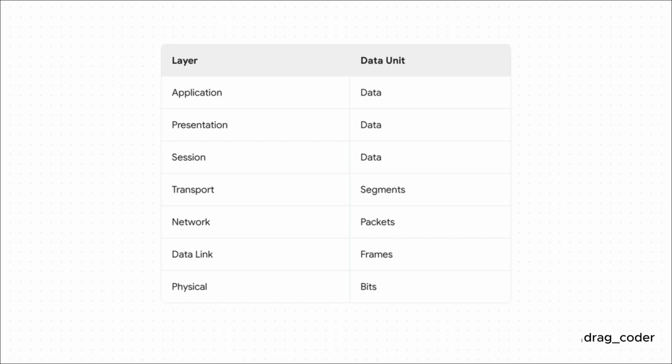See at the top, it's just called data. But then the transport layer calls its little pieces segments. The network layer calls them packets. The data link layer calls them frames. And then finally, it all becomes bits down at the physical layer.